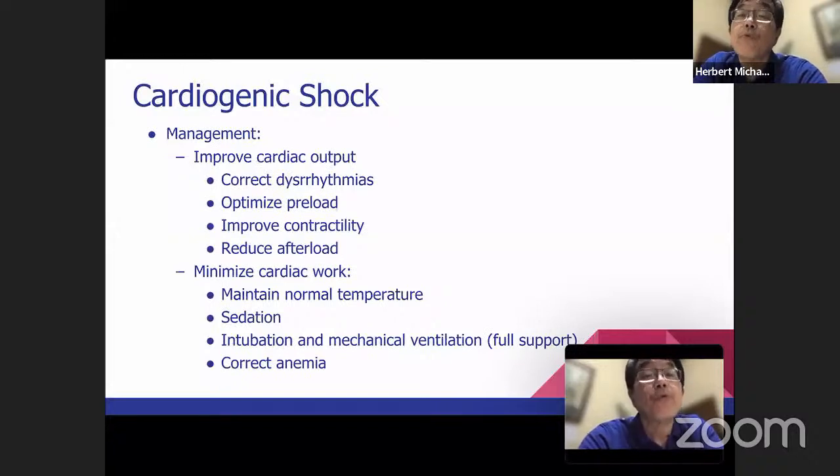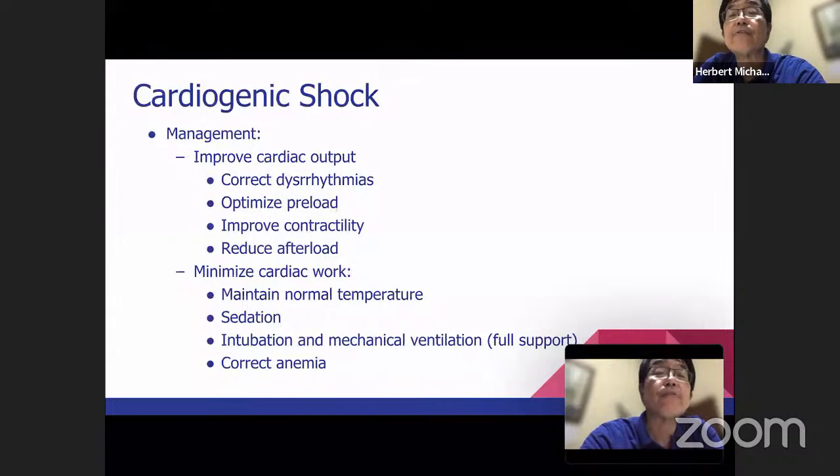Management, of course, would be to improve cardiac output. So correct the dysrhythmias, optimize the preload by giving a little fluids, a little crystalloid, improve the contractility by using your inotropic agents, and try to reduce afterload in a myocardium that is not capable of pumping out the blood. You can actually give a little inotrope and a little afterload unloader, and the effect of which would be you can improve cardiac output and the blood pressure will eventually go up.